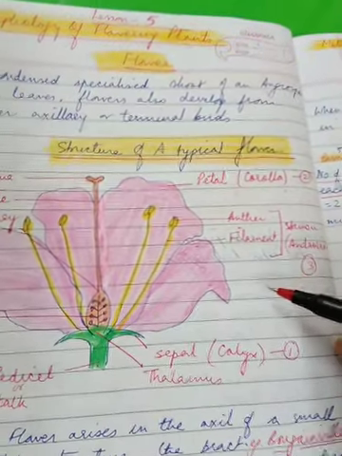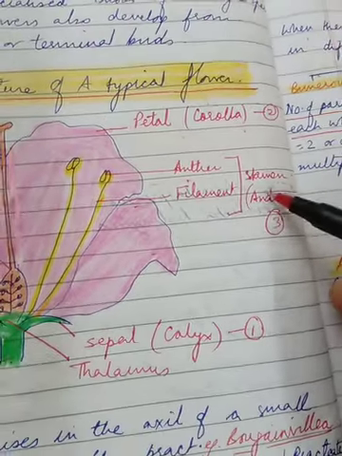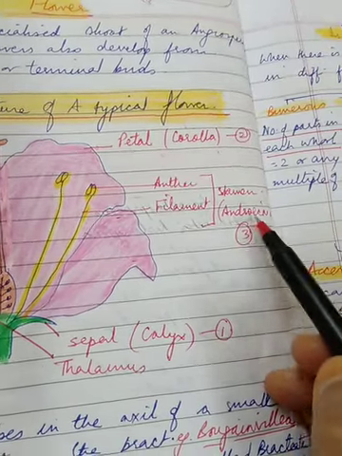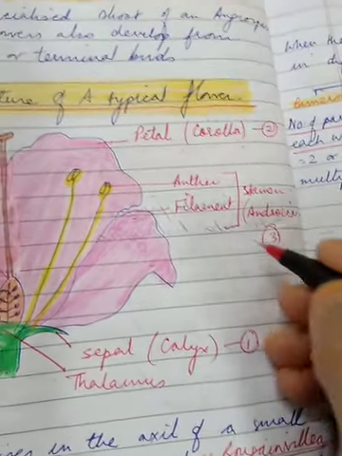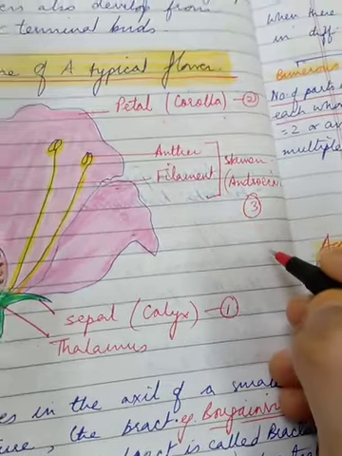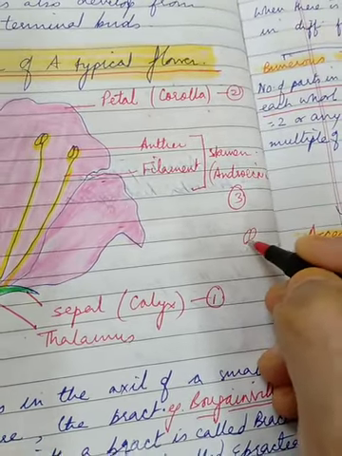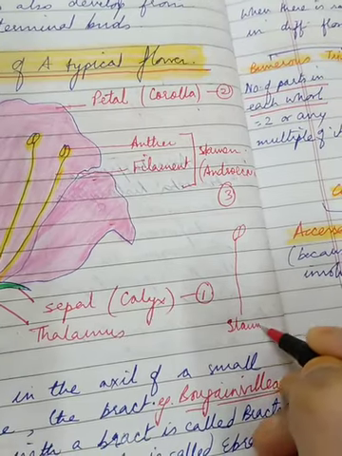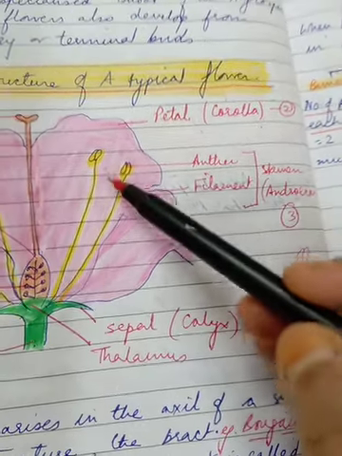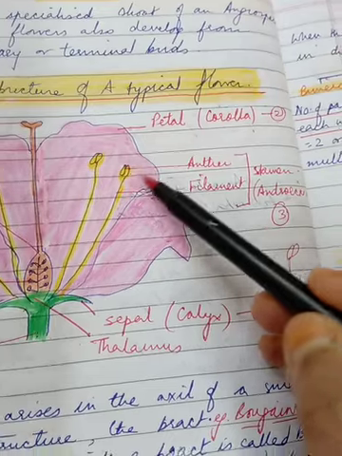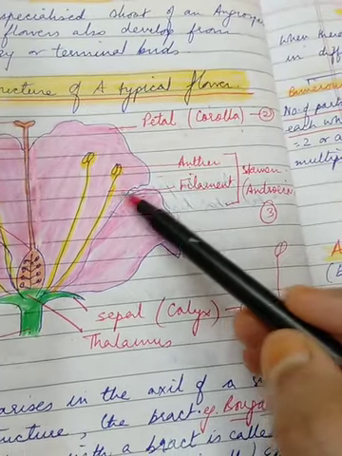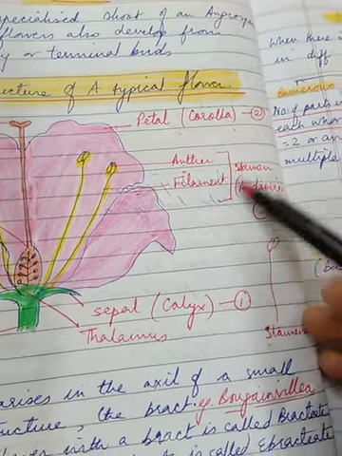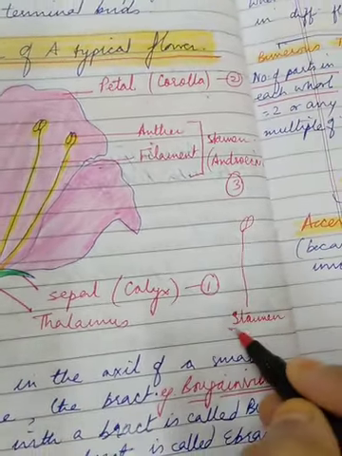Coming to the third whorl, this is called the stamen, and the collective whorl is called the androecium. So what is one stamen, children? Stamen in one piece is a bilobed anther and a filament. This will be one stamen. So if you see this yellow colored structure, the bilobed head is called the anther, and the hairy structure to attach it to the base of the flower is called filament. Together we call it the stamen.